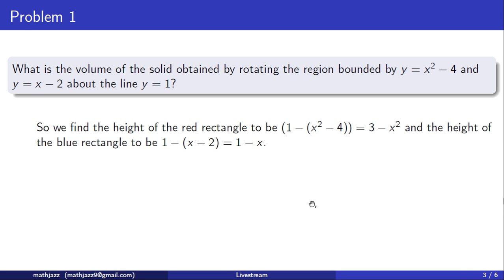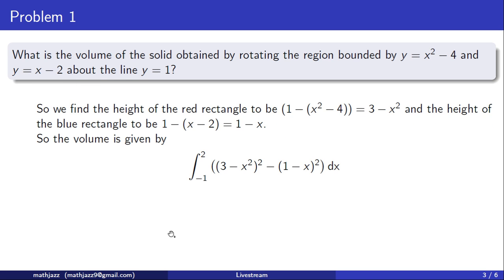Now that we know the height of this blue rectangle and the height of this red rectangle, we plug those into our washer equation, and we get this integral. The integral from -1 to 2, those are our points of intersection, of the difference of squares between the height of our blue rectangles and our red rectangles.